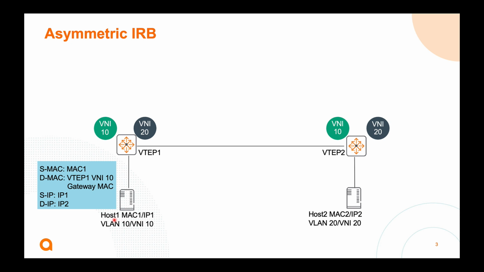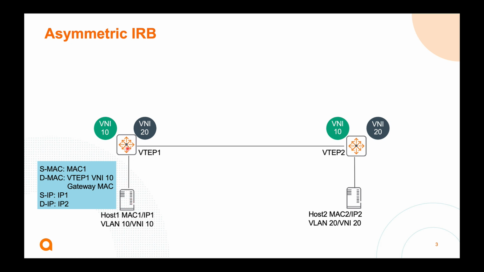We have a host 1 here on the left with MAC 1 and IP 1, host 2 here on the right with MAC 2 and IP 2. So host 1 is trying to communicate with host 2, and they're on different VLANs. Host 1 is on VLAN 10, which is mapped to VNI 10. Host 2 is on VLAN 20, mapped to VNI 20. Host 1 will send to its default gateway. Source and destination IPs will be IP1, IP2. Source MAC will be host 1 MAC address. Destination MAC will be VTAP1 with VLAN 10 default gateway MAC.